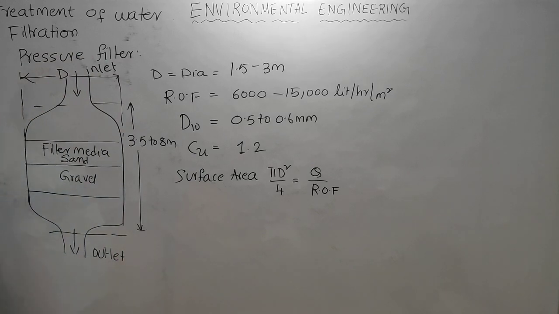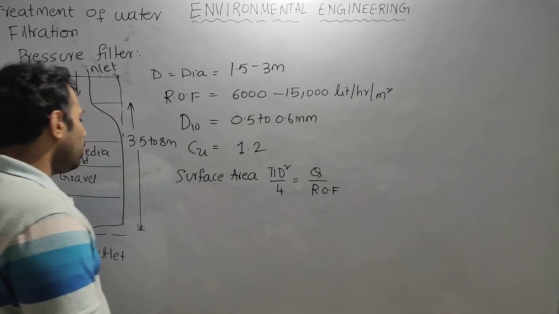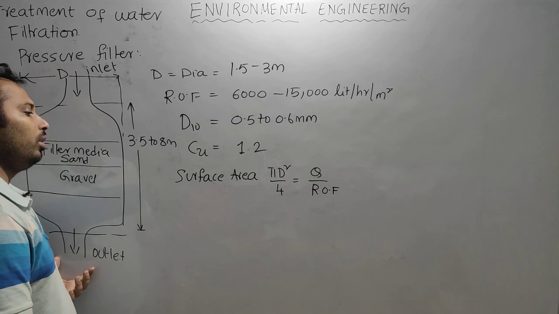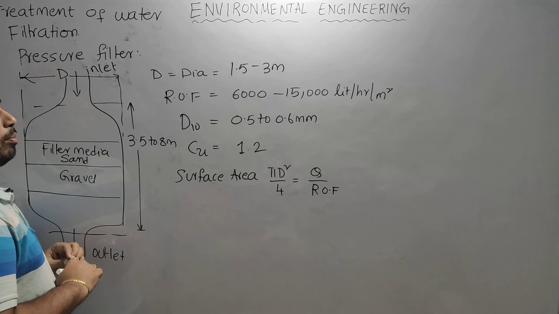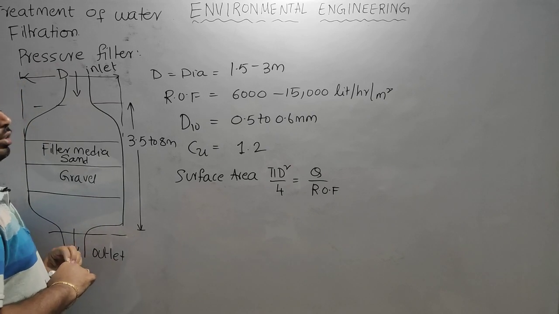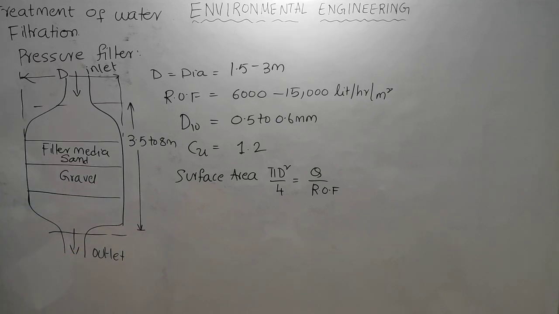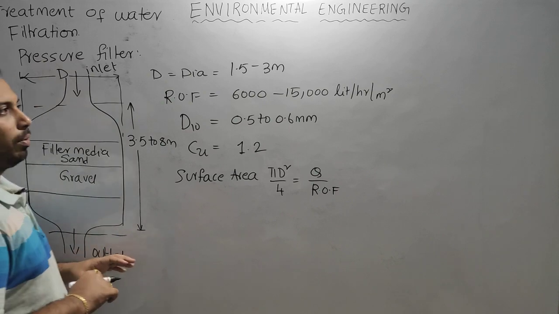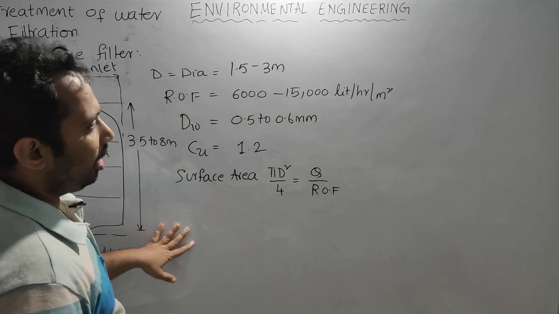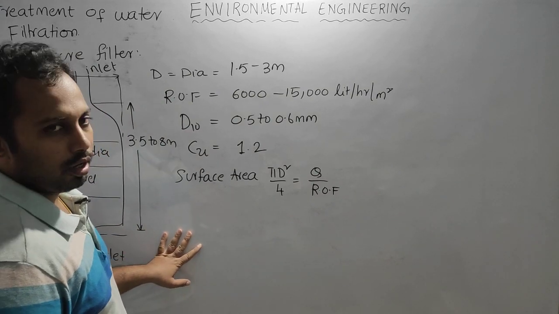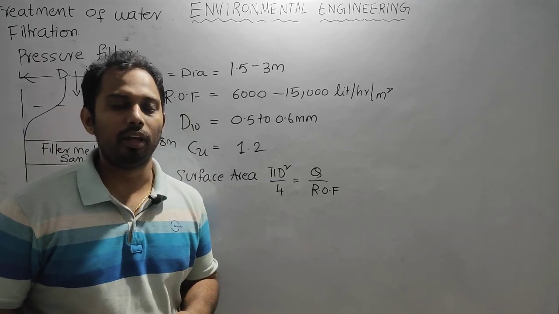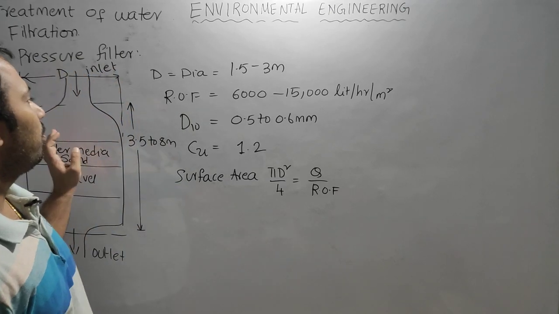If you know the rate of filtration, and what is the requirement needed for a community, then we can design the diameter of the pressure filter. Okay. So generally we don't use it for public water supply. We use it for some confined supplies like industrial water supply and gated communities water supply, like that. So this is enough about the pressure filter.